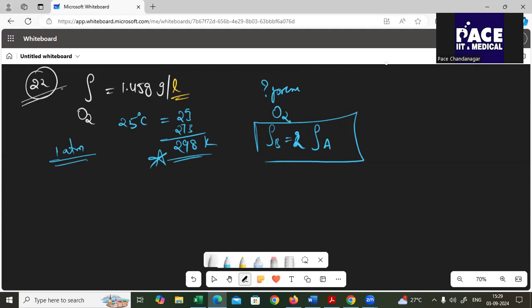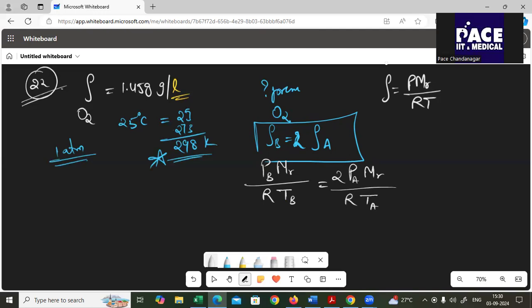And what is the density formula? Density is equal to PM by RT, where M stands for molar mass. So pressure of B into molar mass, the molar mass will be the same, by R into T in the B part, is equal to 2 times pressure in the A part, molar mass by R into T in the A part. As you can see, R gets cancelled, molar mass also gets cancelled. Temperature in the second part.